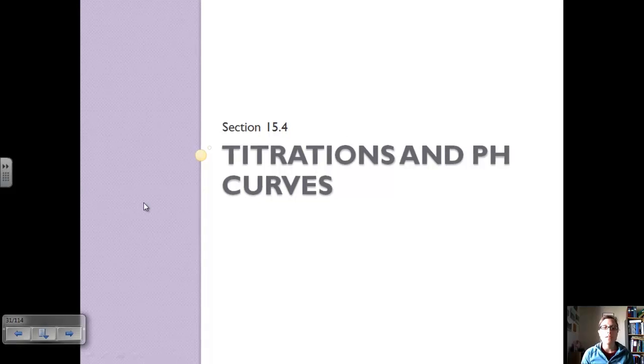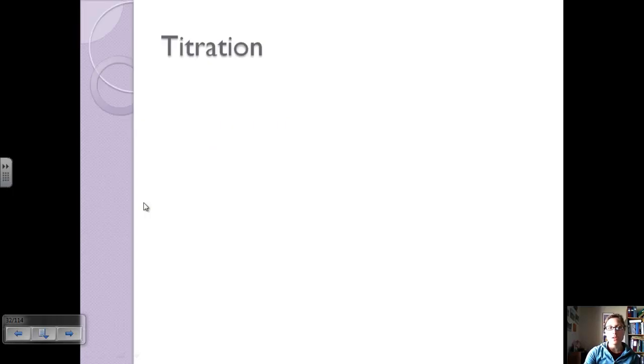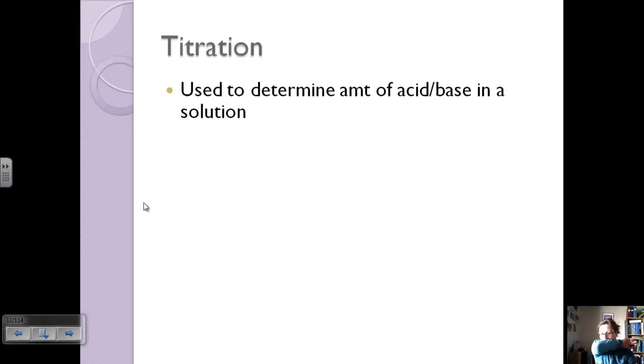Alright, so today we're going to continue with our unit on applications of aqueous equilibria. We're going to look at titrations and pH curves. So you may remember titrations from chapter 4. We did one with the Tums, the antacid, to see how much base it would take to neutralize the acid in your stomach using an antacid.